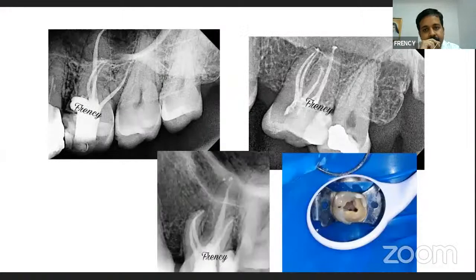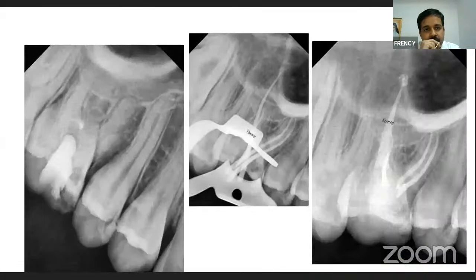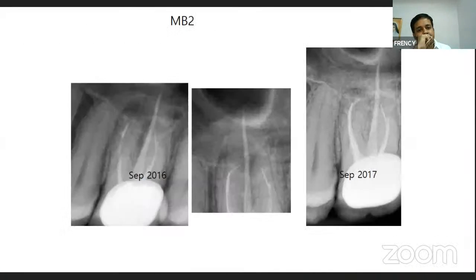And if you miss an MB2 canal with a separate portal of exit, it may cause problems at a later stage. This is another picture, MB2 with a separate portal of exit. And sometimes MB2 will act as a hero, and sometimes it acts as a villain also. Actually, this is an RCT treated tooth. Actually, it was my orthodontist, and the doctor was having pain. When I took the radiograph, you can see there was a separated instrument in both the mesiobuccal and distobuccal groups. Looks like some H file.